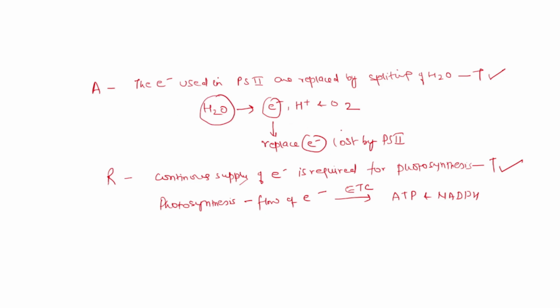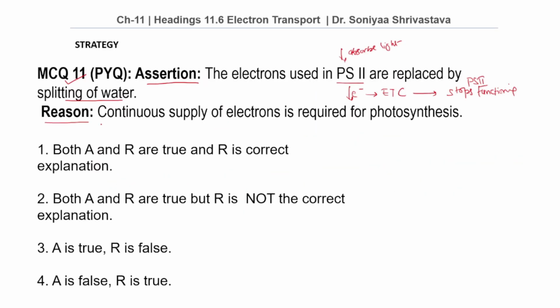Now ask yourself, why does water split? Because PS2 keeps losing electrons and needs replacement. The continuous requirement of electrons is exactly why water acts as an electron donor. So, the reason correctly explains the assertion. Now coming to the options, both the statements are true and the reason explains the assertion. So our correct answer is both A and R are true and R is the correct explanation of A.